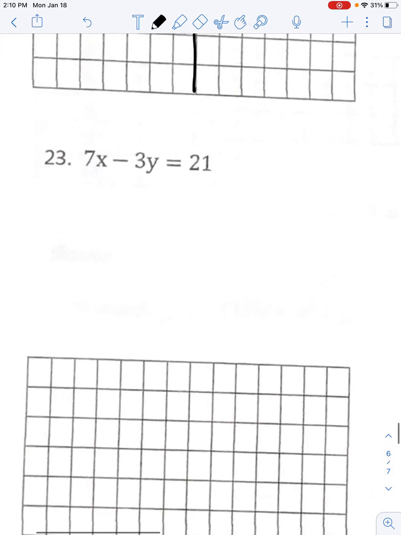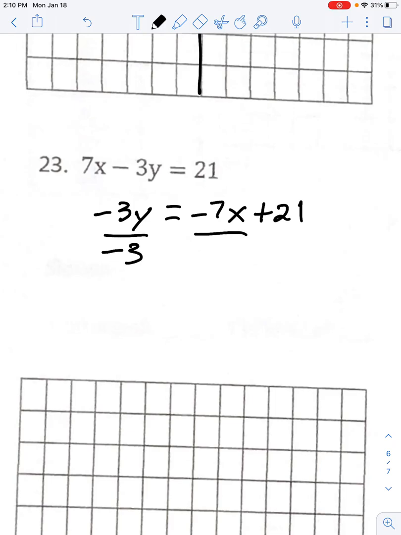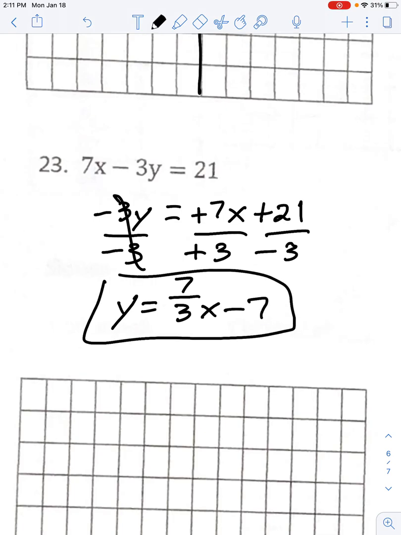Number 23. This one is just like the other ones. So step 1, take the x, move it to the other side and change the sign. Step number 2, drop the y down and drop your number down. And step number 3, divide all the way across. So you get y equals negative over negative is a positive, and 7 over 3 actually will not reduce. All right? And then 21 divided by negative 3 is negative 7, like so.